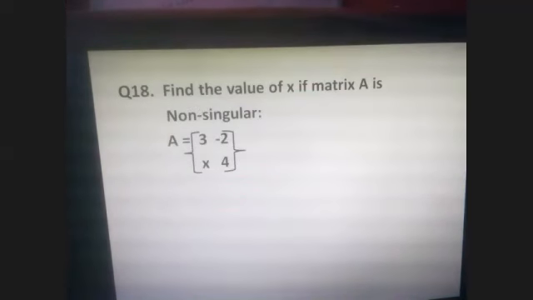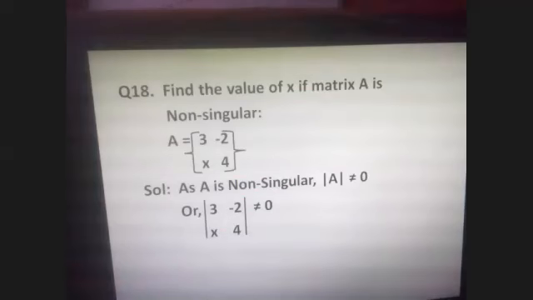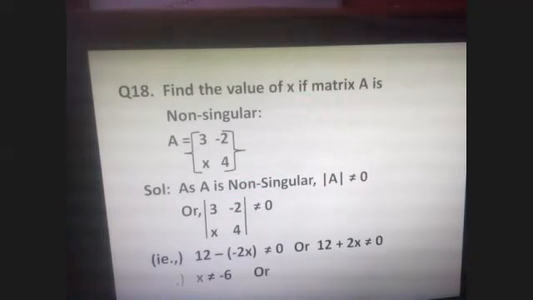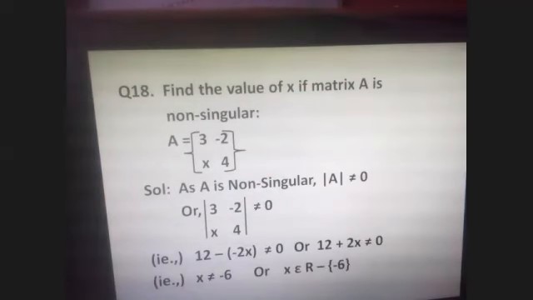Now you can have the question: find the value of x if the matrix A is non-singular. Non-singular means determinant must be non-zero. 3 into 4 minus 2x is non-zero. That is 12 minus 2x not equal to 0, or 12 plus 2x not equal to 0. Then what is x? x not equal to minus 6, or x belongs to R minus {6}.